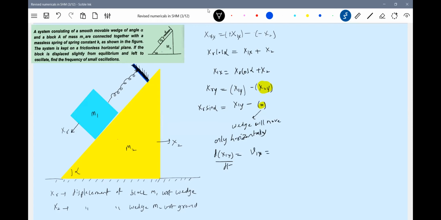First, what you have to do is get the expression. In terms of that, this will become cos alpha dxr by dt minus velocity of the wedge. Let me write v2, and this relative velocity, let me write vr.